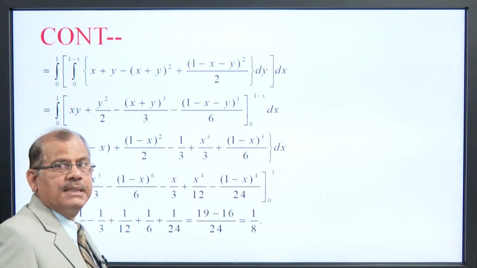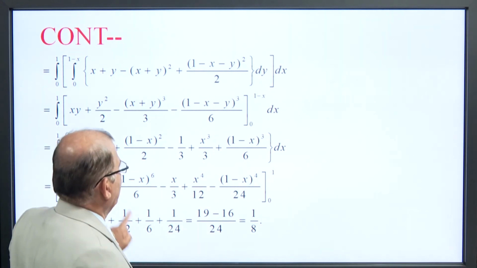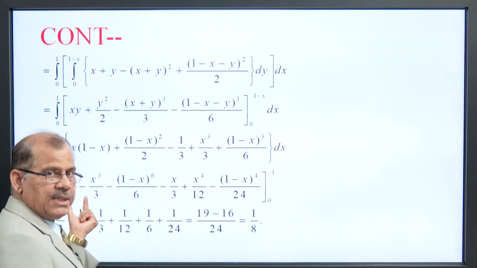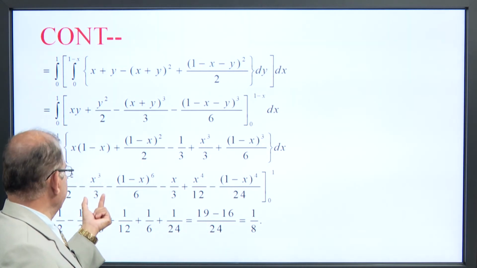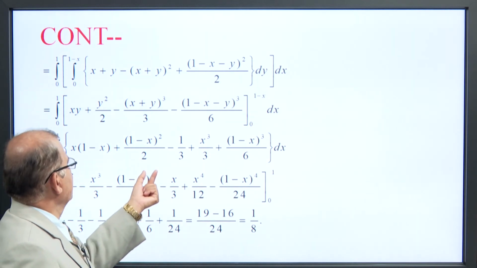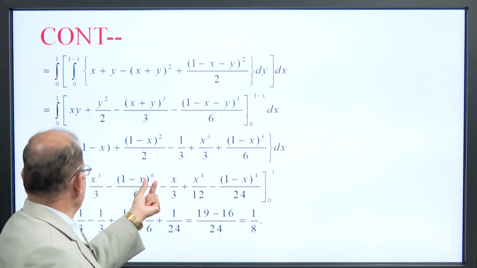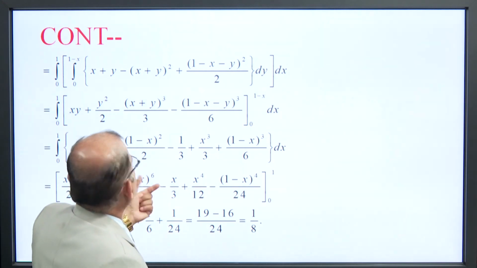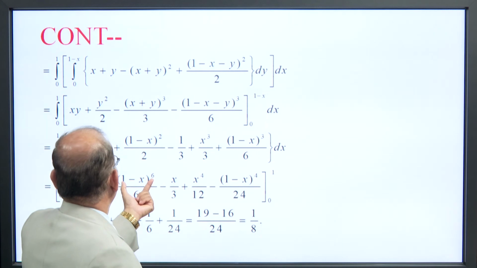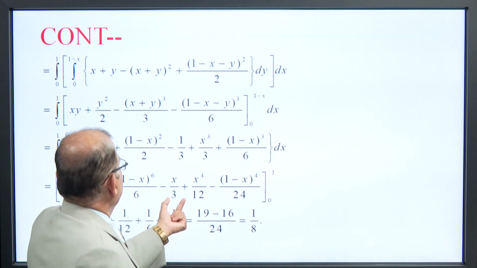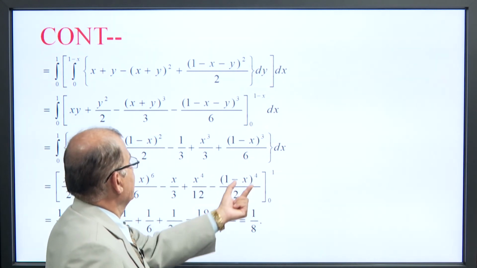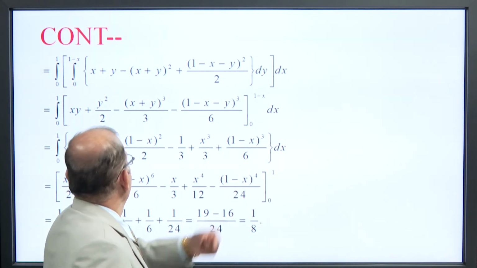At last we integrate with respect to x. We get x square by 2, x cube by 3, 1 minus x raised power, this x by 3, x raised power 4 by 12, 1 minus x raised power 4 by 24.